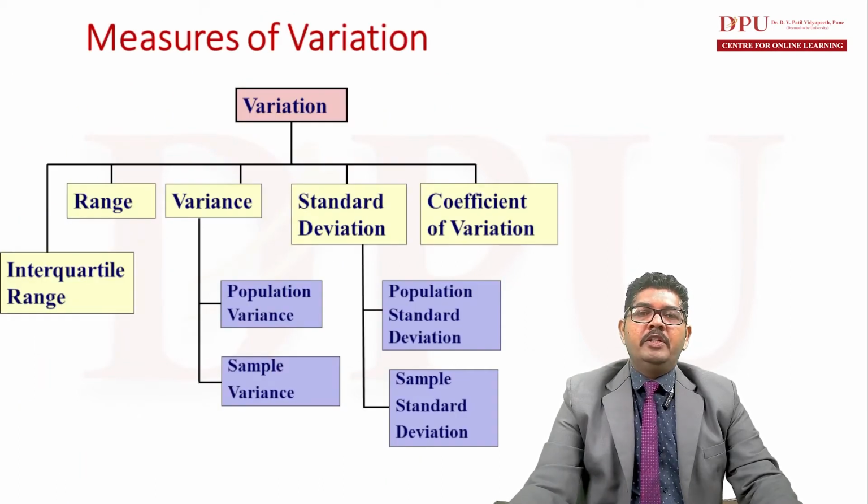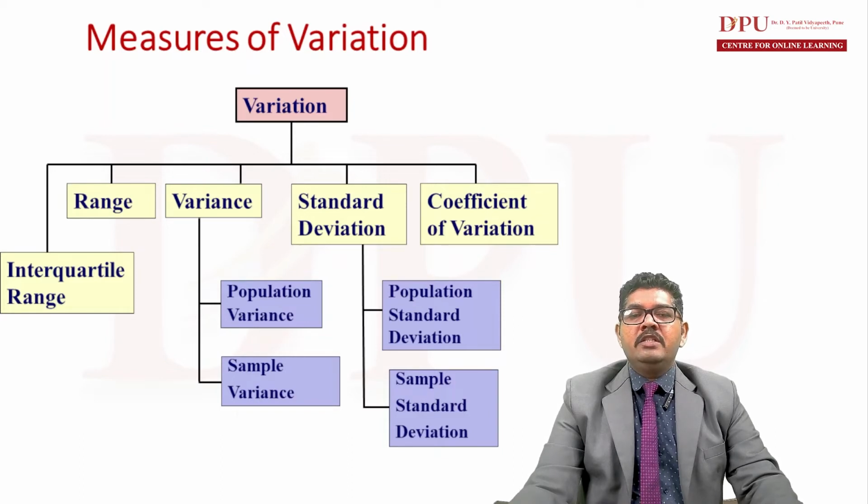There are various measures of variation or dispersion such as range, interquartile range, and variance. From variance we have population variance and sample variance. Then there is standard deviation, so we calculate the standard deviation for the population as well as for the sample. The standard deviation for the sample is denoted by S, and the population standard deviation is denoted by sigma.